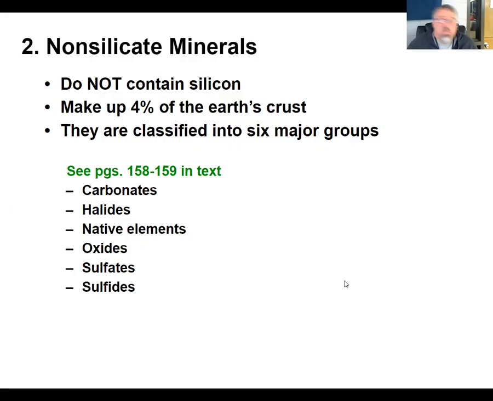Non-silicates, right? These don't contain silicon, and so they only make up 4% of the Earth's crust. Valuable, however, and we can actually classify those into six groups: carbonates, halides, native elements, oxides, sulfates, and sulfides. And so pretty easy to figure out what you have based on if it's a silicate or non-silicate.